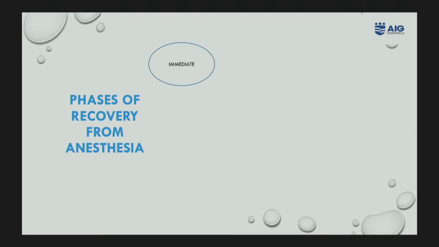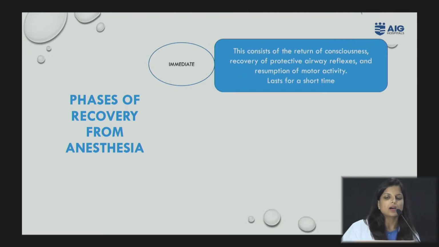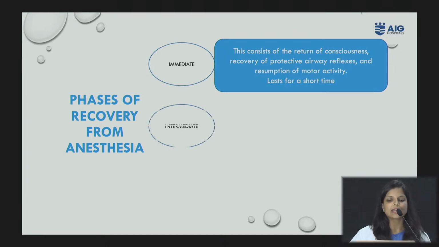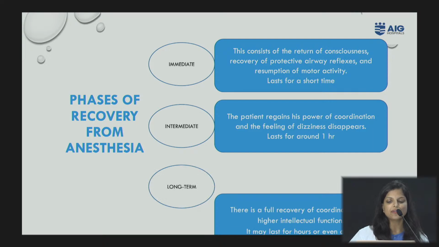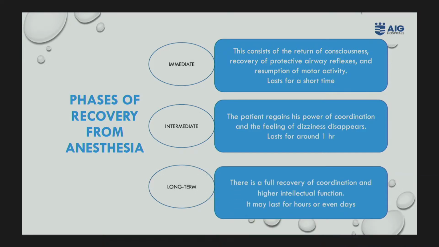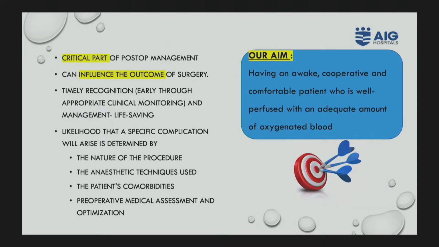So what are the phases of recovery from anesthesia? There are 3 phases. First one being the immediate phase. This lasts for a very short time. This consists of a return of consciousness, recovery of protective airway reflexes, and resumption of motor activity. Second phase is the intermediate phase, which lasts for around 1 hour. The patient regains his power of coordination and the feeling of dizziness disappears. And the third phase is the long-term phase. There is full recovery of coordination and higher intellectual function. This may last for hours or even days.